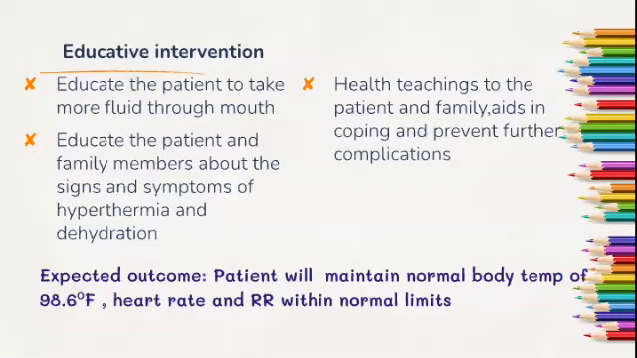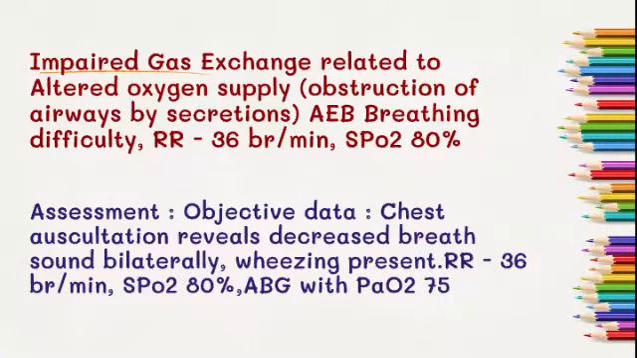So you can make it very simple like this also. Patient will maintain normal body temperature of 98.6 degree Fahrenheit. The next prioritized nursing diagnosis: impaired gas exchange related to altered oxygen supply, obstruction of airway secretions as evidenced by breathing difficulty, respiratory rate and SpO2 80%. Sorry, actually this should come as a second nursing care plan and the hypothermia should come as a third one.